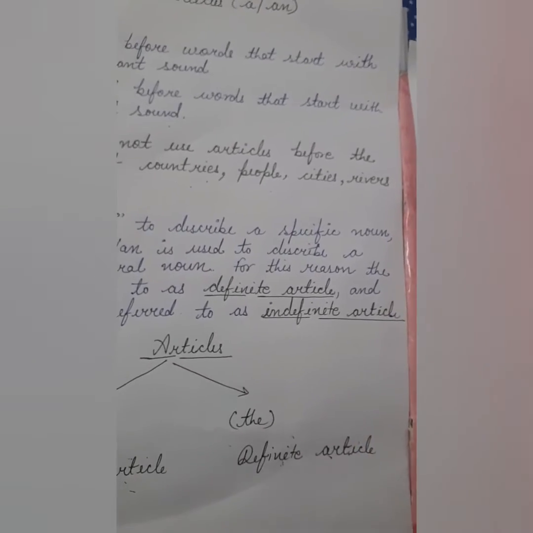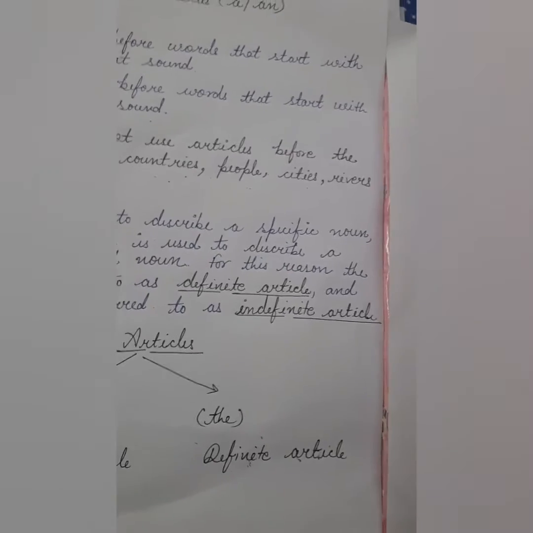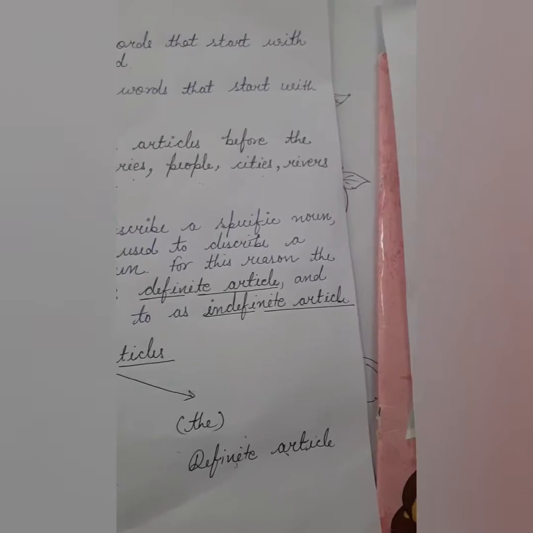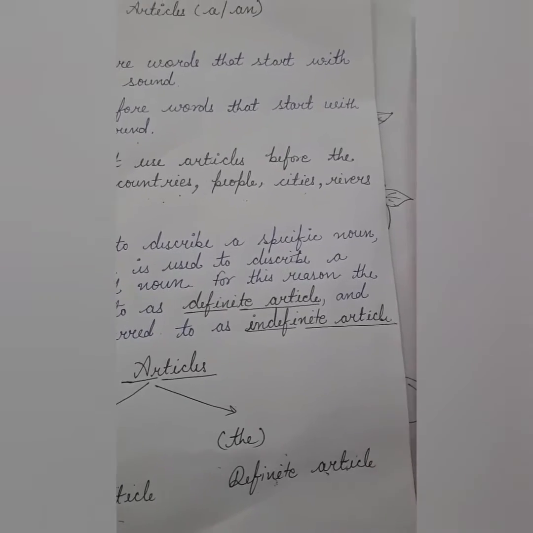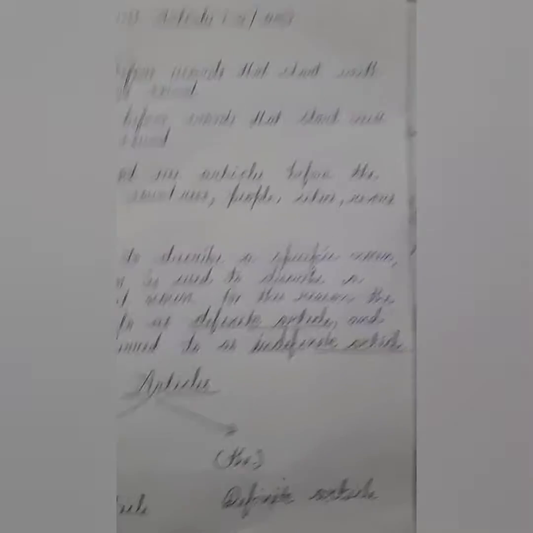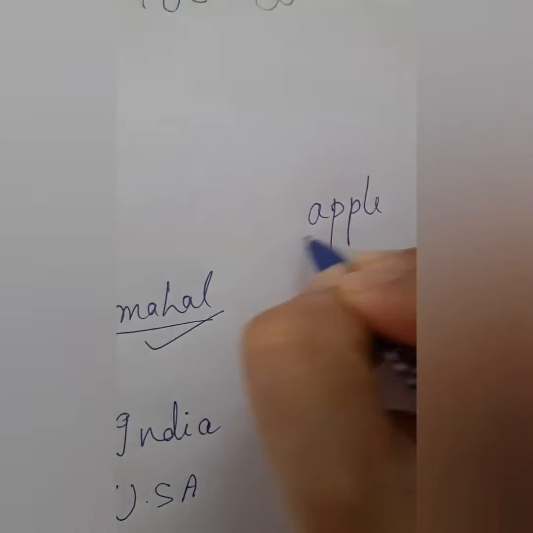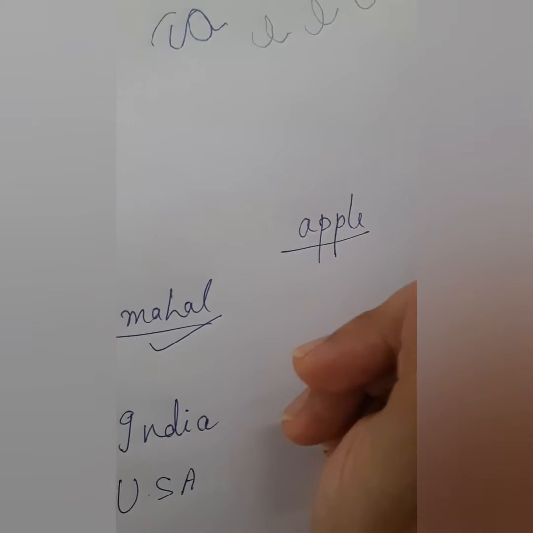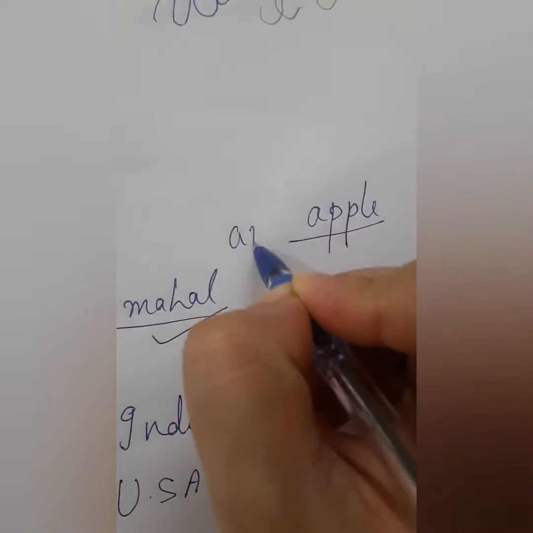Clear? And one more thing, the indefinite article is used before singular countable nouns. It cannot be used before a plural noun. For example, I am taking one example, apple. Only one apple. It's a singular countable noun. So here we'll use an apple.